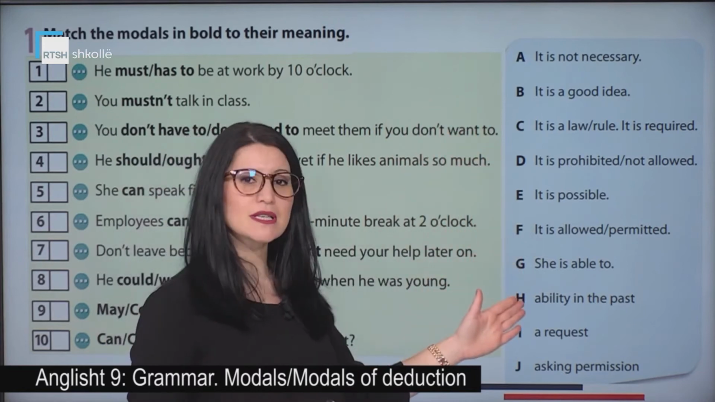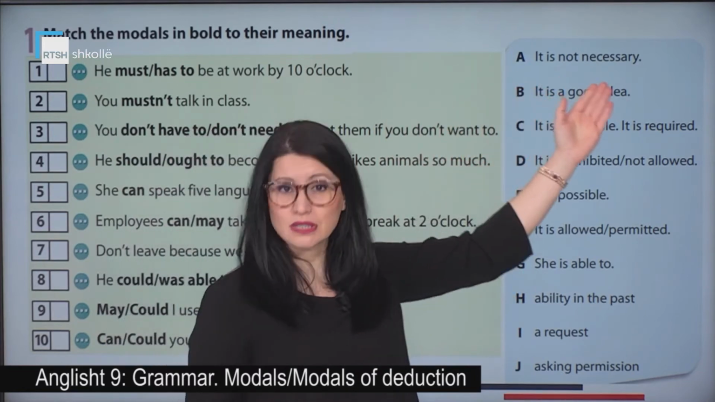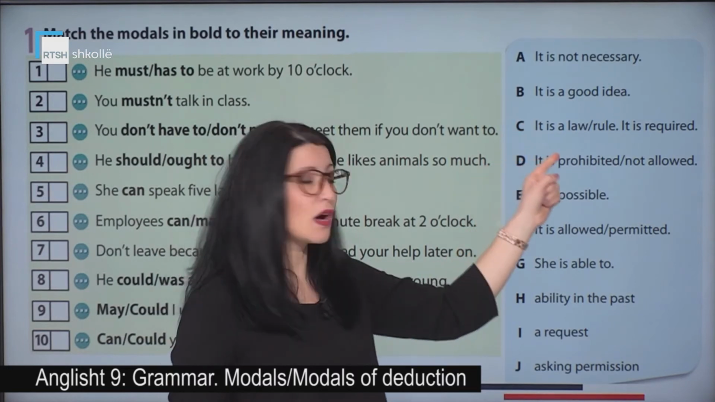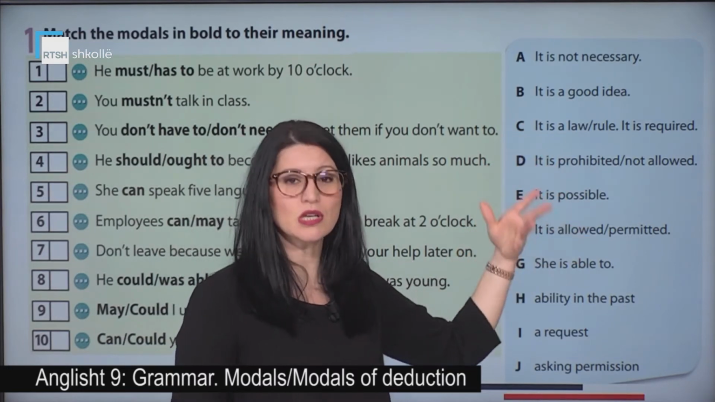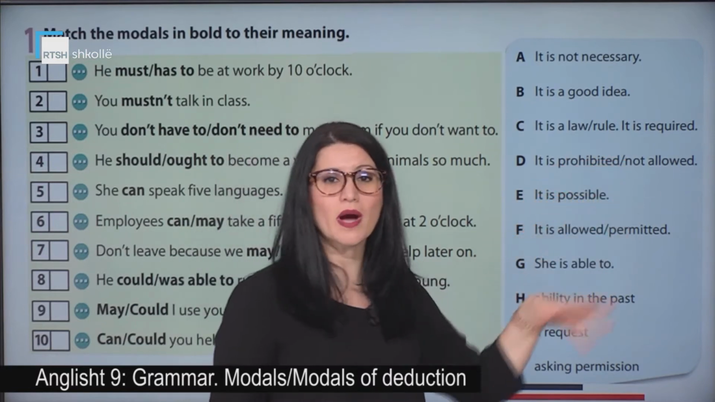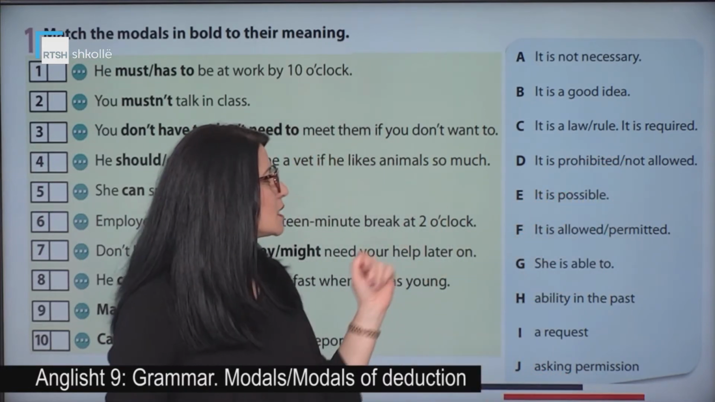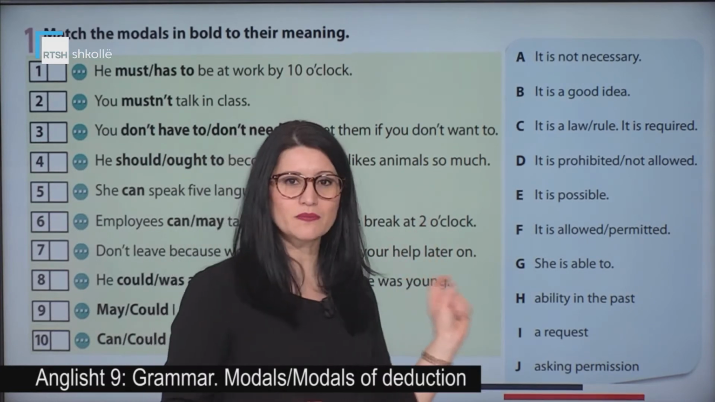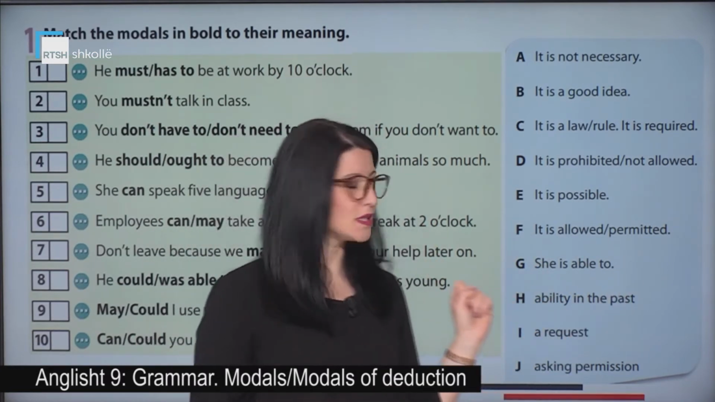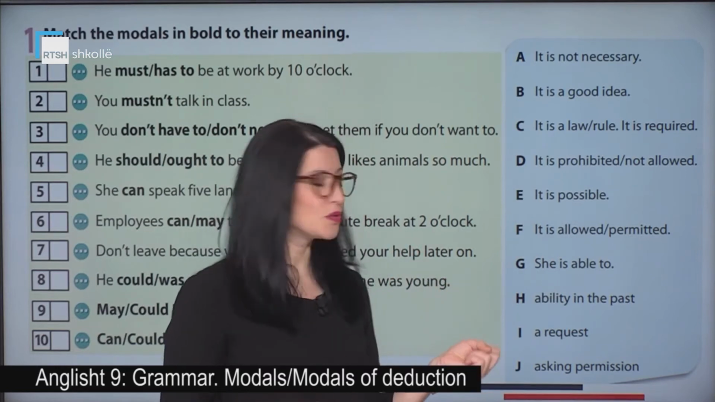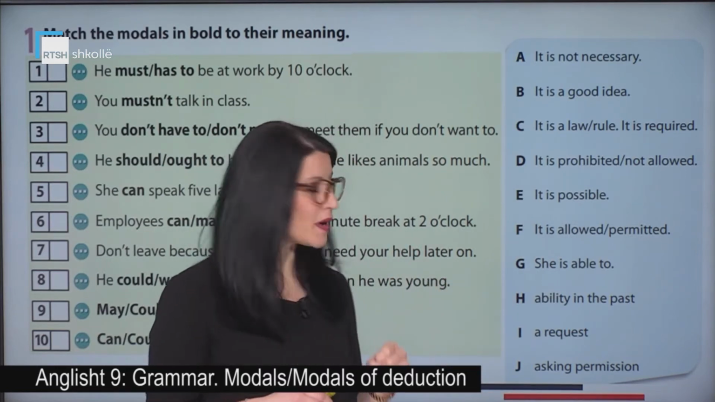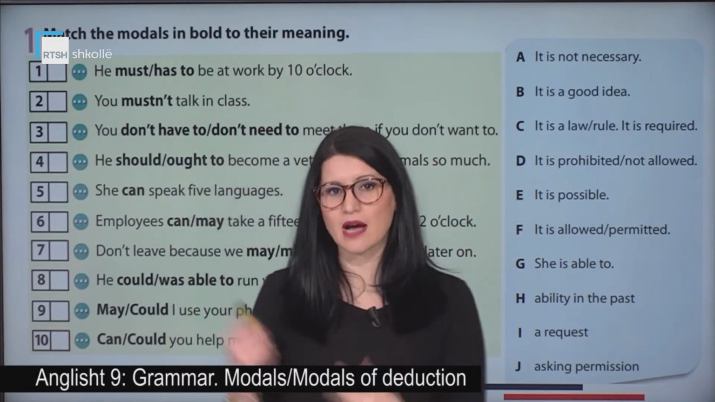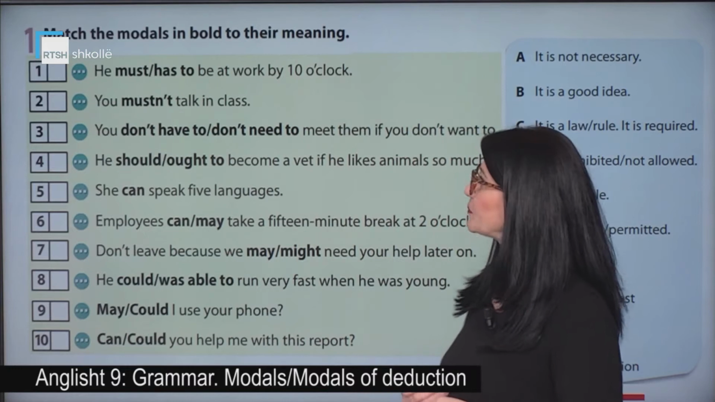Let's have a look firstly at the uses. It is not necessary. It's a good idea. It is a law or a rule. It is required. It is prohibited or not allowed. It is possible, it is allowed or permitted. She is able to, ability in the past, request and asking for permission. Now, let's have a look at the sentences.